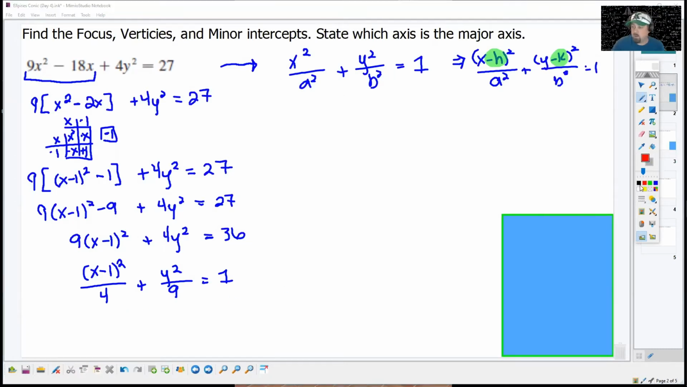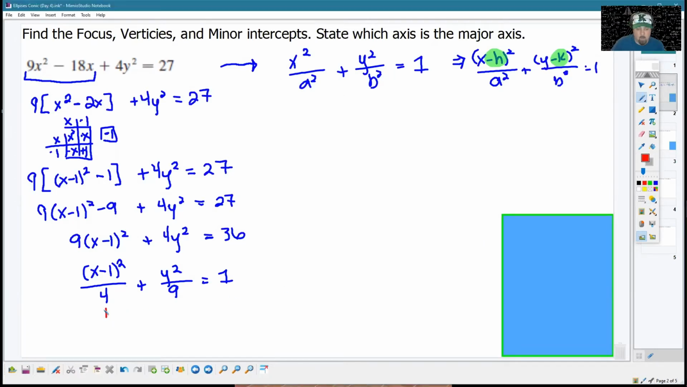So that means that since 4 is smaller than 9, this is the b squared. That makes this the a squared. So this information right here tells us that a squared is 9. So that means that a is 3. B squared was 4.